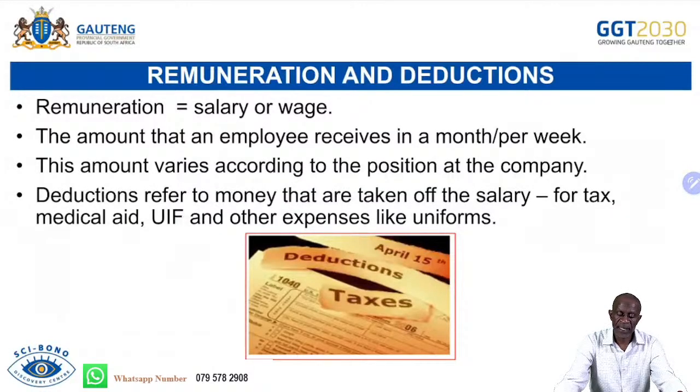Remunerations and deductions. These are deductions that will appear on your payslip in some of the institutions. A remuneration refers to a salary or a wage. So a salary is earned at the end of the month, and a wage is either weekly or fortnightly. Fortnightly referring to a period of 2 weeks. So you work for 2 weeks and you get paid at the end of 2 weeks, or you can get a wage at the end of every week. And a salary is only received after having worked for 30 or 31 days in a month.